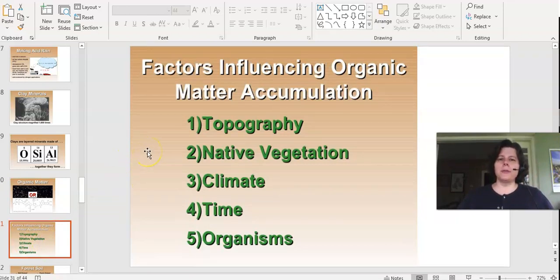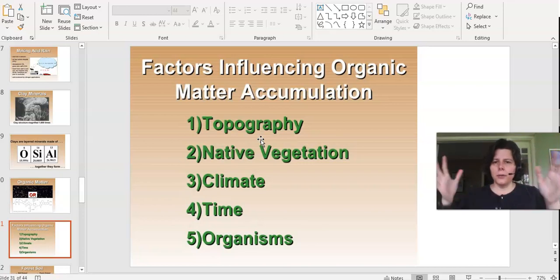So what are some of the factors influencing organic matter accumulation into our soils? Well, topography. Remember we talked about the low-lying areas here. Hopefully tomorrow morning, that's Thursday, I was going to take a road trip around the area and talk about some of these things and give you a road trip view of the soil activities in this area.